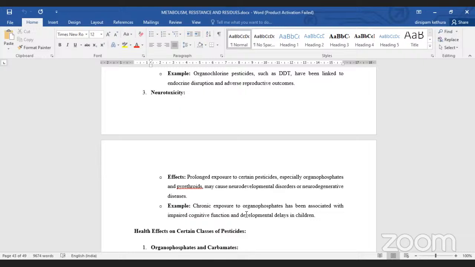And the next one is health effects on certain classes of pesticides.